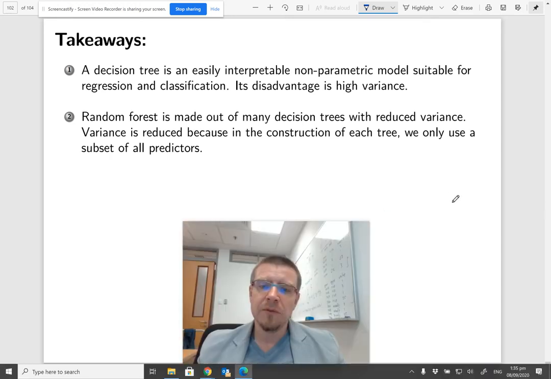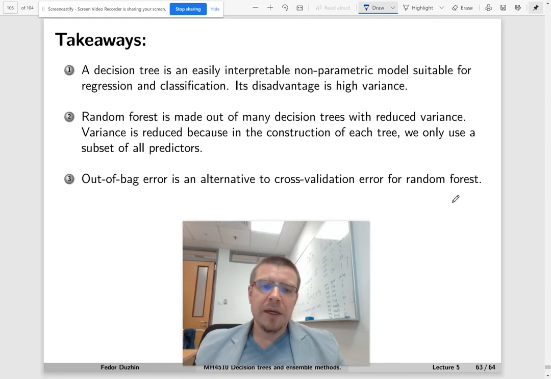So this is random forest, and the out-of-bag error in a random forest is an alternative to cross-validation error. Right? So out-of-bag error is the following thing. When we train a random forest, we train a lot of decision trees. Each of them is trained on a bootstrap sample, which means that some observations are not going to be included in the temporary training set for each decision tree. So the out-of-bag error is the error of that decision tree on observations that were not included in that training sample.